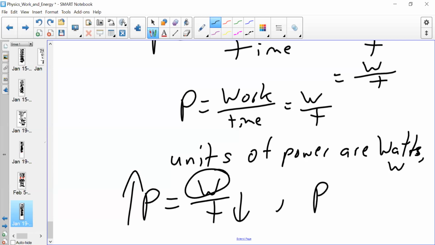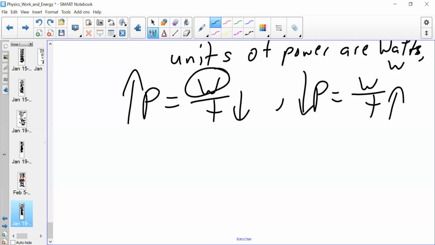Whereas in the other case, if the time it takes you to produce work is large, your power is small. So you want to be very powerful. That means if you're lifting weights like this, you're very powerful. If you're just lifting them up like that, you're not as powerful, weak or whatever. But you need to build up to lifting up in a small amount of time. So that's just an example of power in real life.